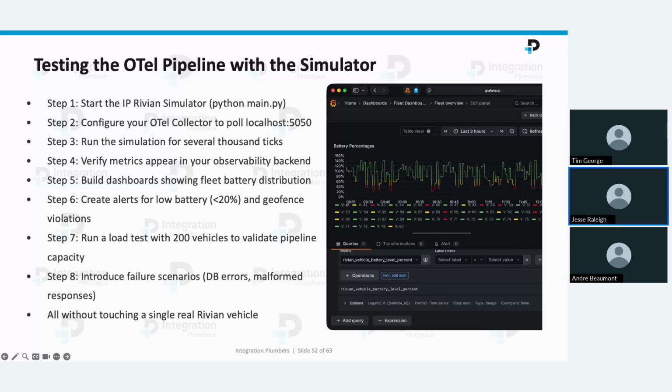Then you can introduce failure scenarios: database errors, malformed API responses, network timeouts, etc. All of this happens without touching a single real vehicle, and you can repeat the entire cycle as often as you need.